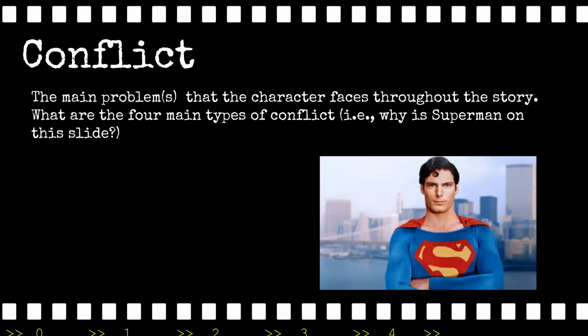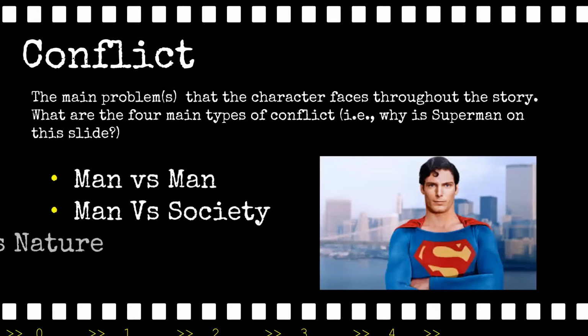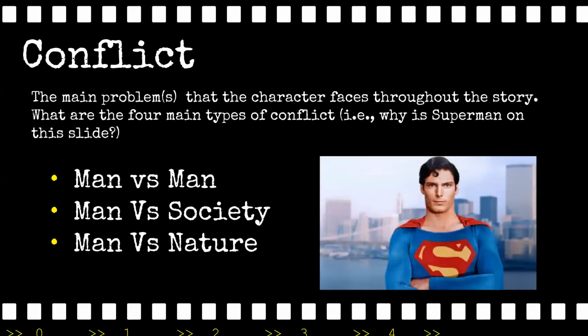It's the main problem that the character or characters face throughout the story. And there are four main types of conflict. Can you name them? It's the reason why Superman's on this thing. Man versus man, man versus society, man versus nature, and man versus self.